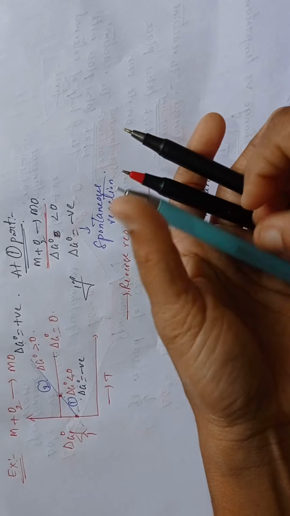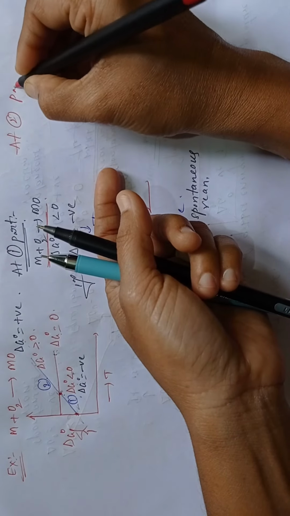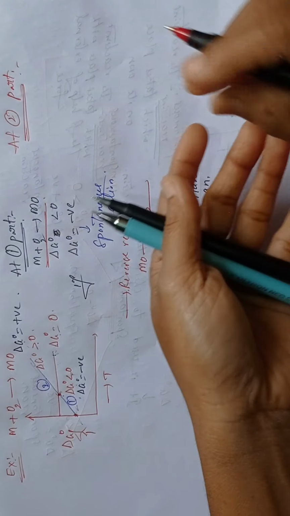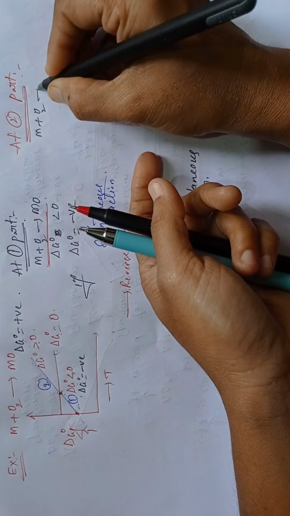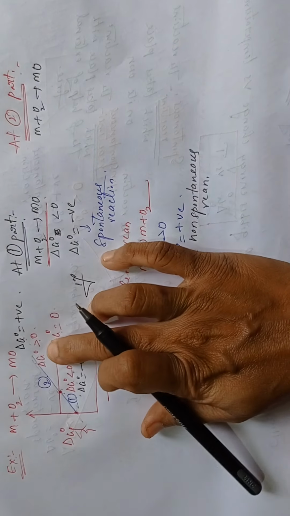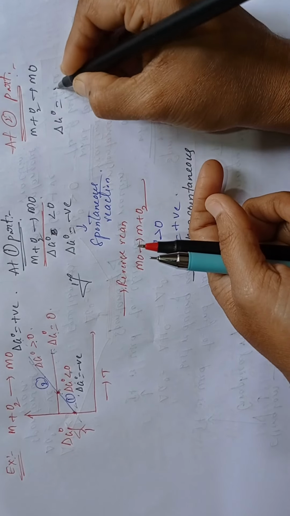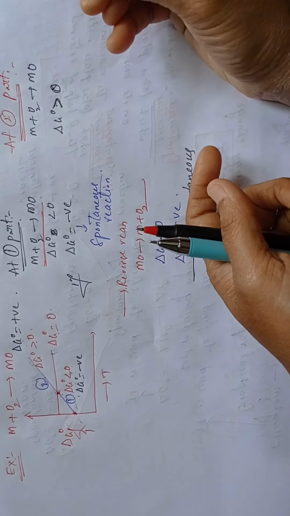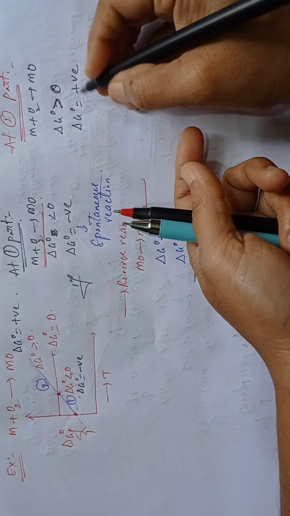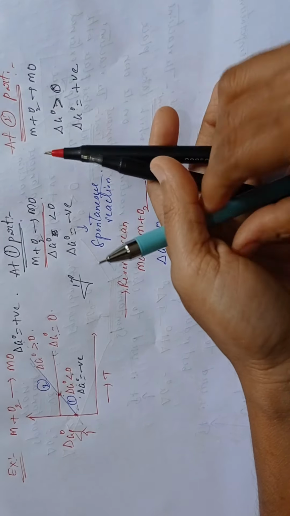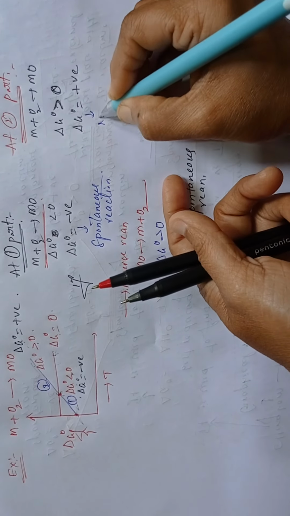This is the first part. Now I am taking the second part, students. At the second part, what is the reaction? M plus O2 gives rise to MO. At the second part, delta G naught value is greater than 0, which is a positive value. Positive means the reaction is non-spontaneous. Are you clear?